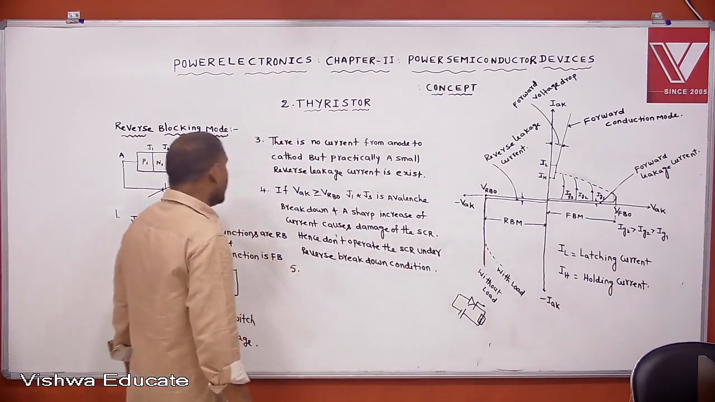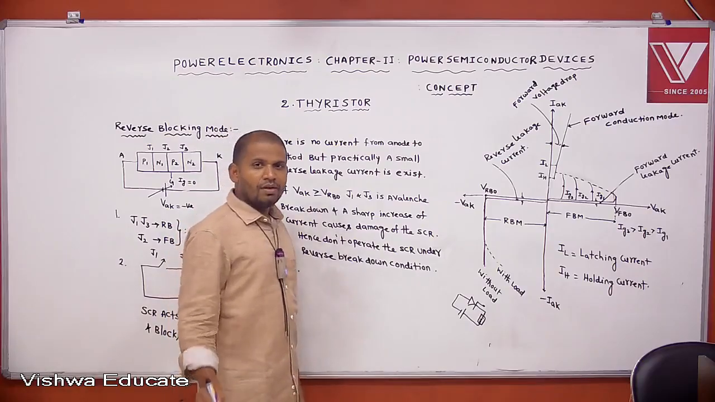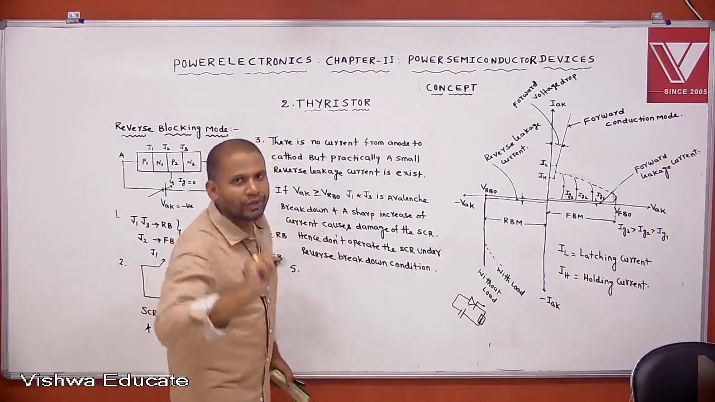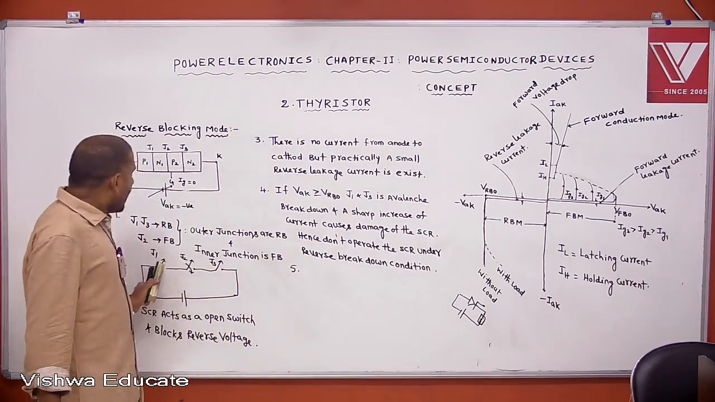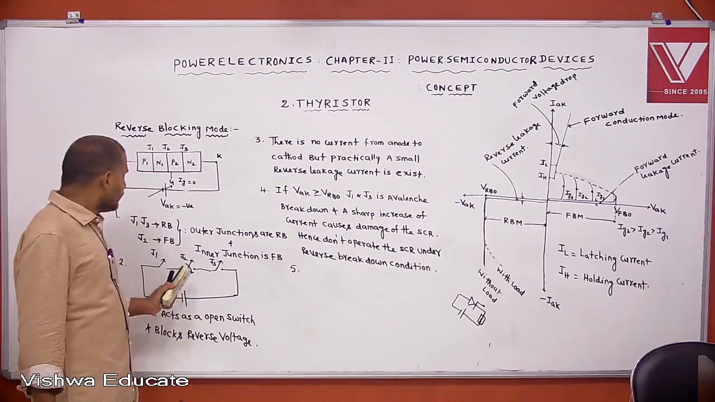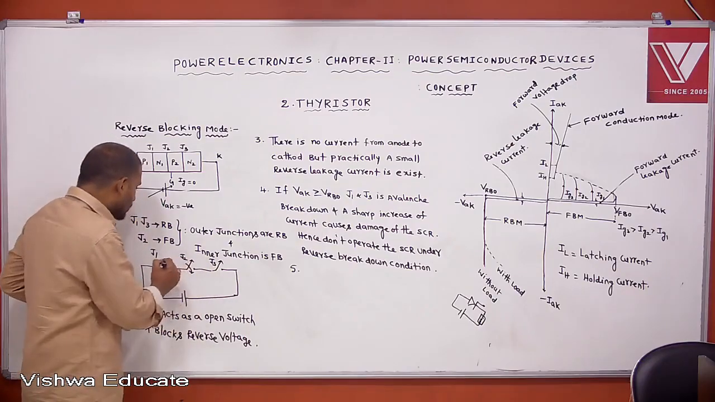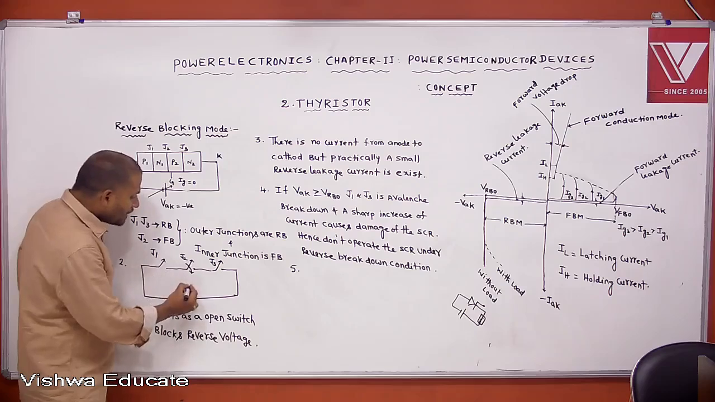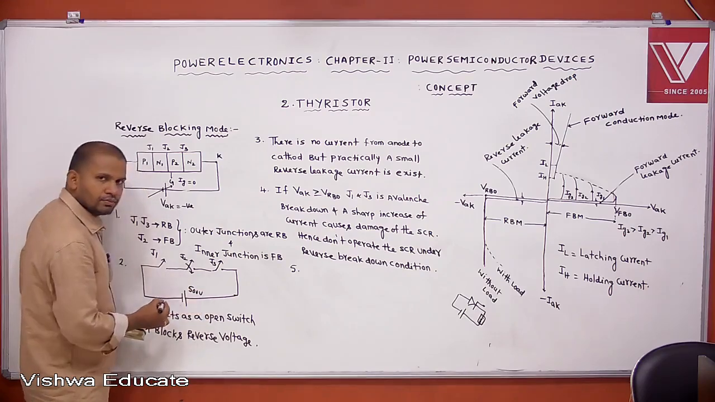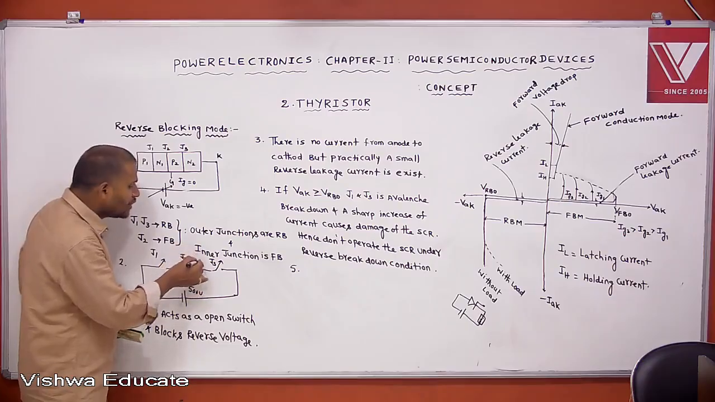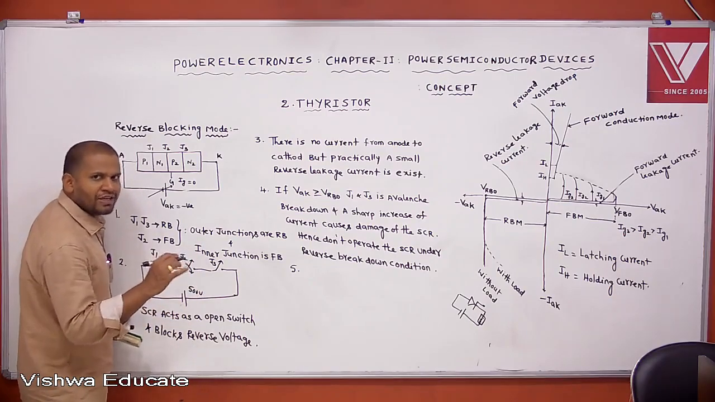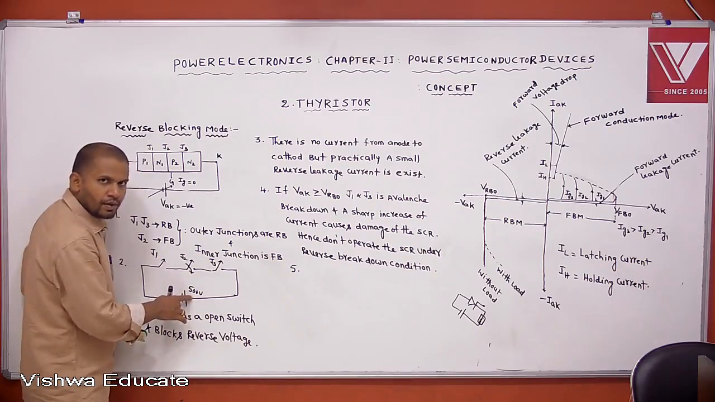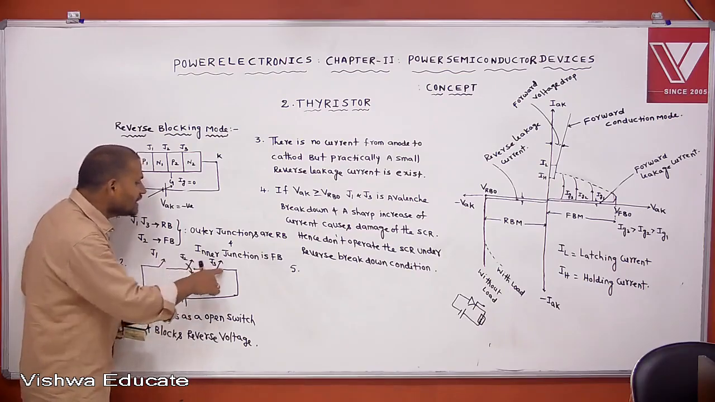Then the fifth observation. Under reverse blocking mode, which junction blocks the high voltage? We know that under reverse blocking mode of operation, J2 is closed, and J1 and J3 are open. For example, we are applying 500 volts. The voltage blocking capability of J2 is ideally 0, but practically it is a very small voltage. So only J1 and J3 block this 500 volts. Now, which junction blocks the high voltage?